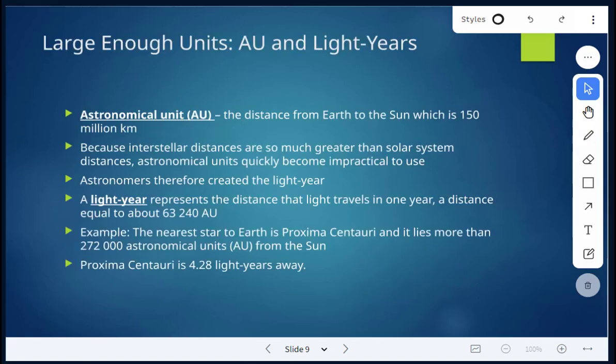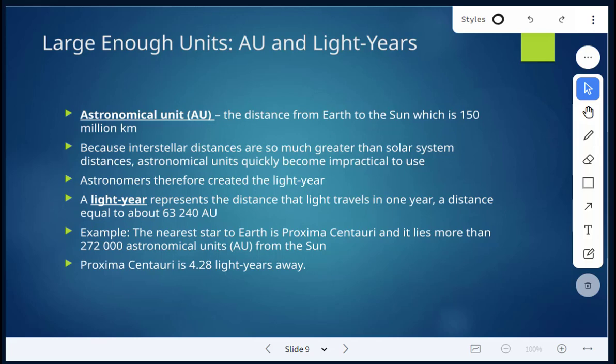Okay, so the last thing we need to talk about are the units that we use, so AU and light years. So the astronomical unit is AU. That's the distance from Earth to the Sun, which is 150 million kilometers. But because interstellar distances are so much greater than the solar system distances, AU quickly became impractical to use.